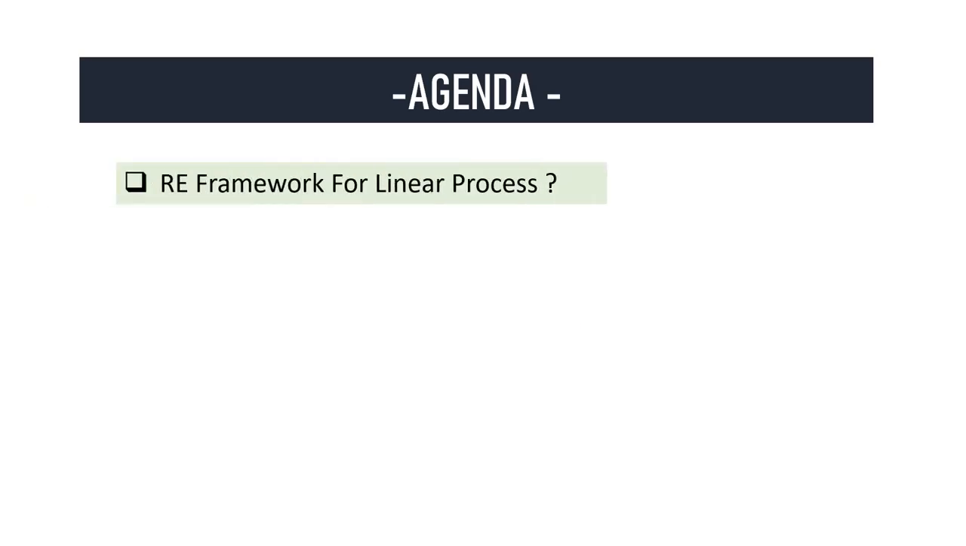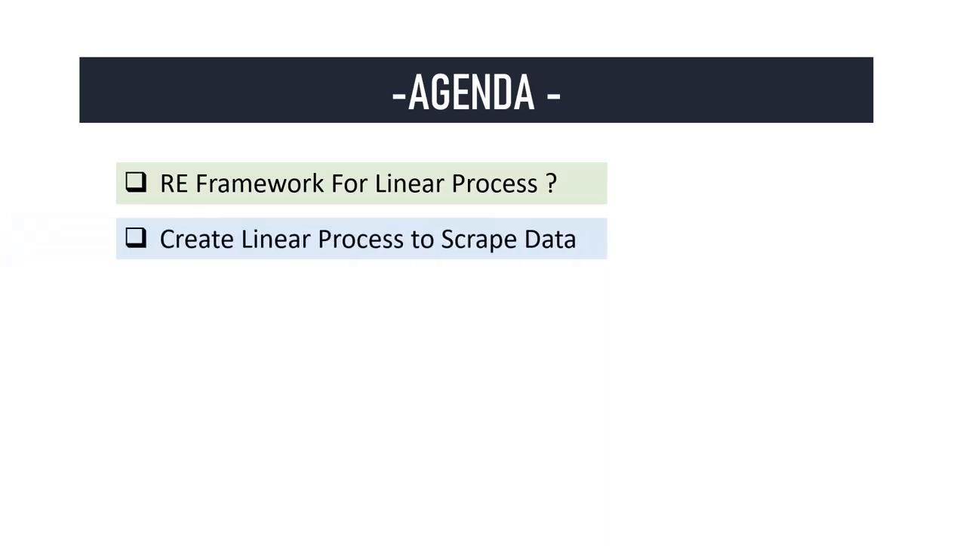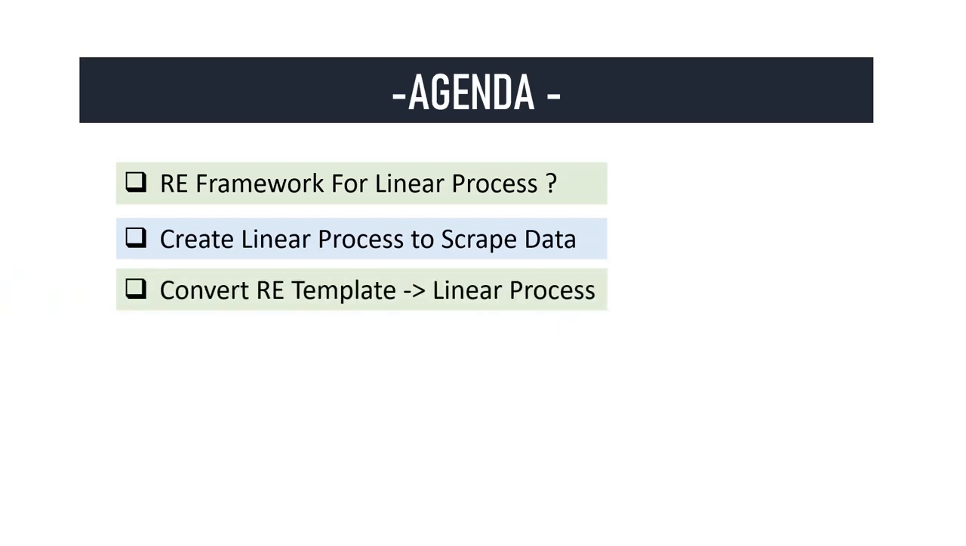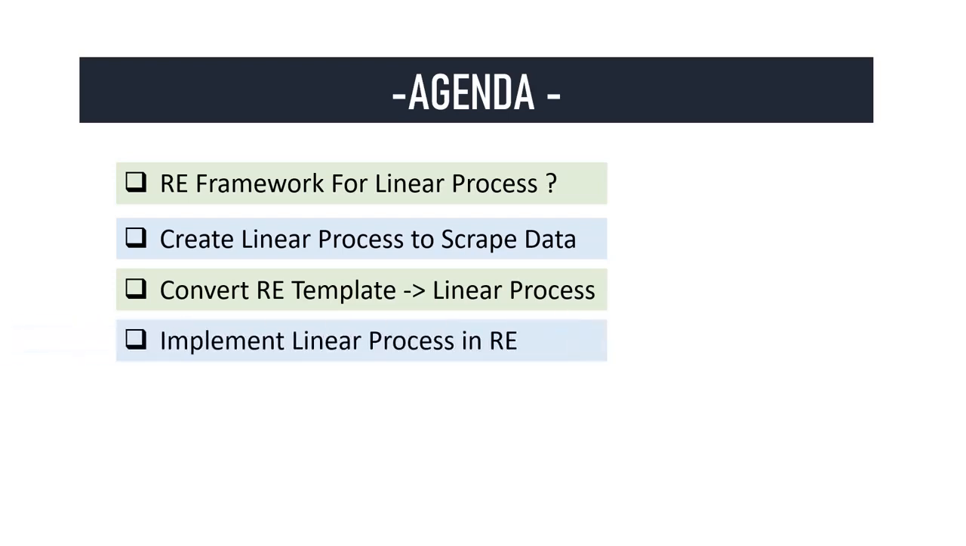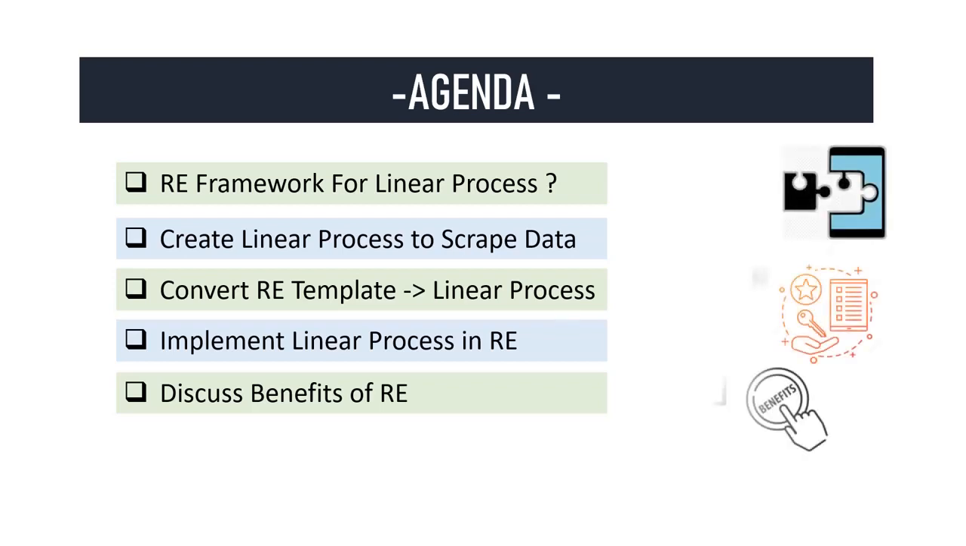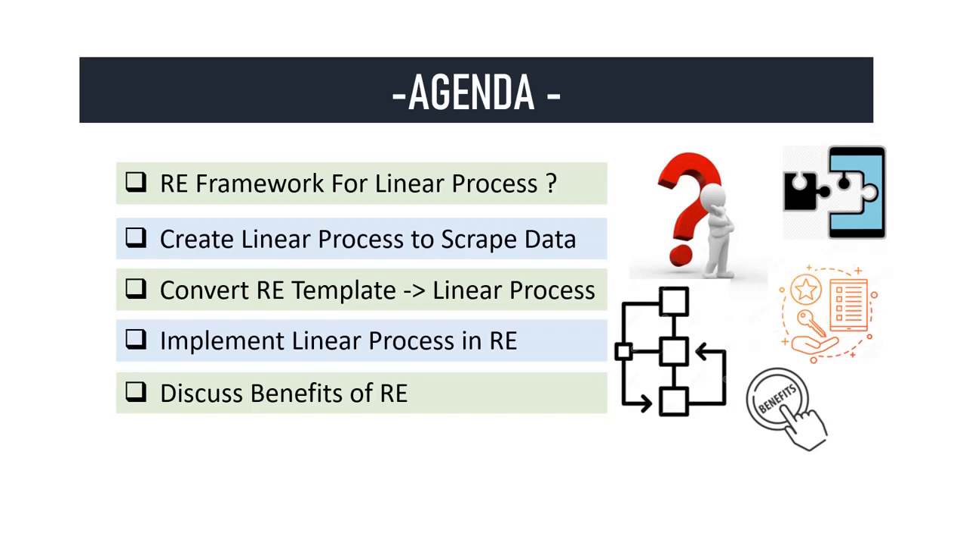So today we are going to answer a question. Can we implement a robotic enterprise framework for a linear process? If yes, then how? Next we are going to create a linear process that is going to scrape data from a website. Next we'll convert the official robotic enterprise template to a template which can accommodate the linear process. Next we'll implement the same linear process in the template which we created. Next, we are going to discuss some of the benefits of robotic enterprise framework. So this is the agenda for today's video. Let's get started.